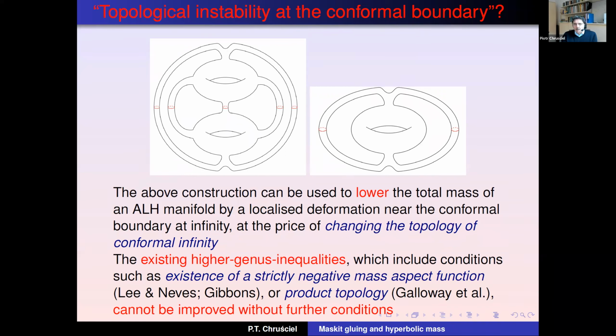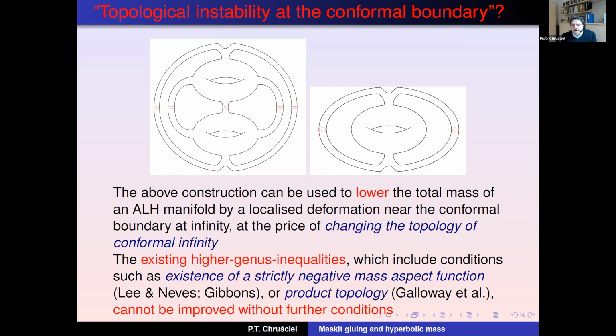Now, one of the conclusions is also that there are existing inequalities for mass, and there are a few of them. I already mentioned one by Lee and Neves, that under some condition, the mass of the Birmingham-Kotler black hole is bounded from below. Well, these examples show that you need some conditions, because you can actually make the mass as negative as you want if you allow these changes at infinity, right?